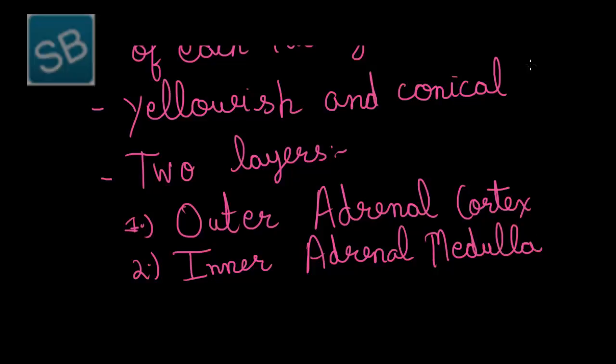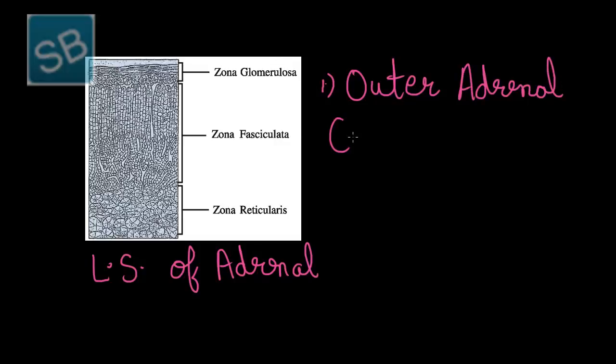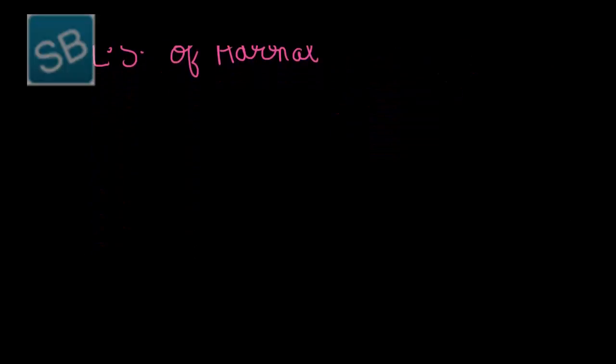Let us study the structure of each of them. Let us start with the first outer layer, that is outer adrenal cortex. This figure describes the LS, that is longitudinal section of the adrenal gland. As it can be seen from the figure, this is the outer adrenal cortex layer, which is divided into three layers. First, zona glomerulosa, which is the outer layer, then the middle, zona fasciculata, and the inner zona reticularis. So let us begin with the first layer, that is zona glomerulosa.